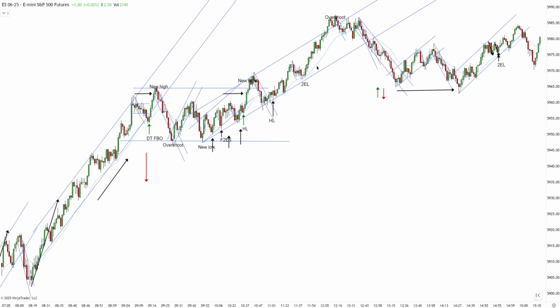There's always a channel present on the chart. This is why we're always drawing them, and this is how we follow price action rules.